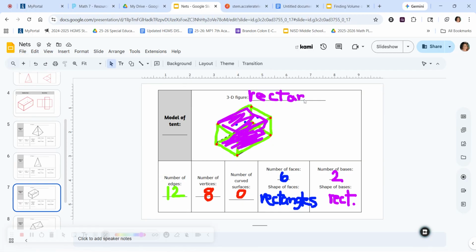Now, the definition of being a prism is that it has to have 2 bases. And this one does. This one is a rectangular prism.